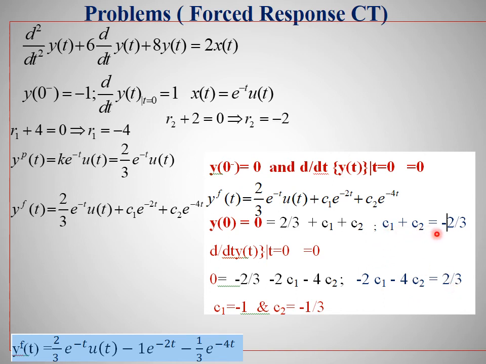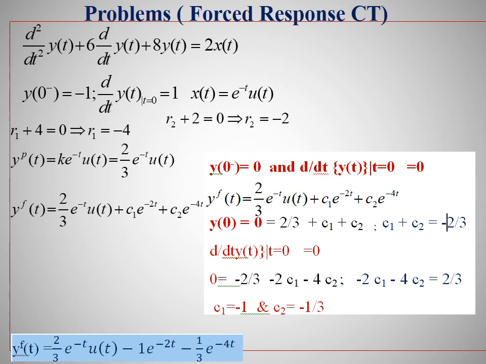c1 plus c2 is equal to minus 2 by 3, and minus 2c1 minus 4c2 is going to be equal to 2 by 3. Solving these two, we get c1 is equal to minus 1 and c2 is equal to minus 1 by 3. Let us now try to substitute this in the expression for the forced response.